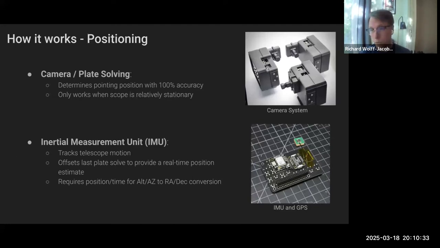But that only works when the scope is stationary. If anyone's used an encoder-based system, one of the nice things is as you move the telescope, you can watch those numbers approach zero, and you kind of know when to stop moving.